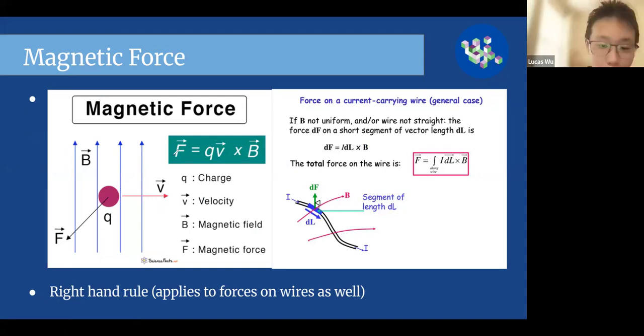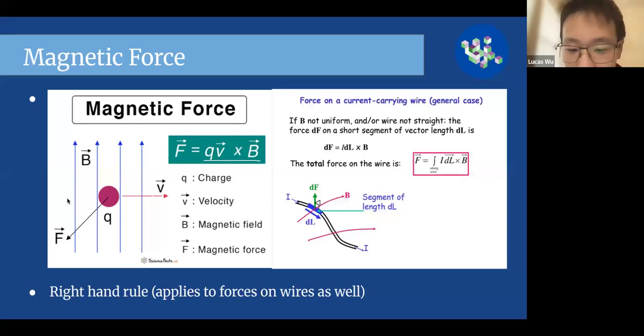The Lorentz force is basically the force on a charge that is moving through a magnetic field. It's equal to the charge times the cross product between the velocity vector of the charge and the magnetic field. So here, my velocity is pointing towards the right, and my magnetic field is pointing upwards. If I do the cross product, you'll find that the force is pointing out of the page, so towards you.